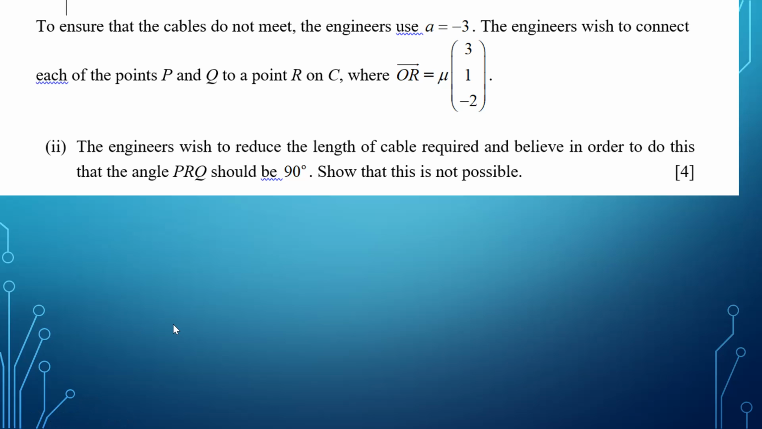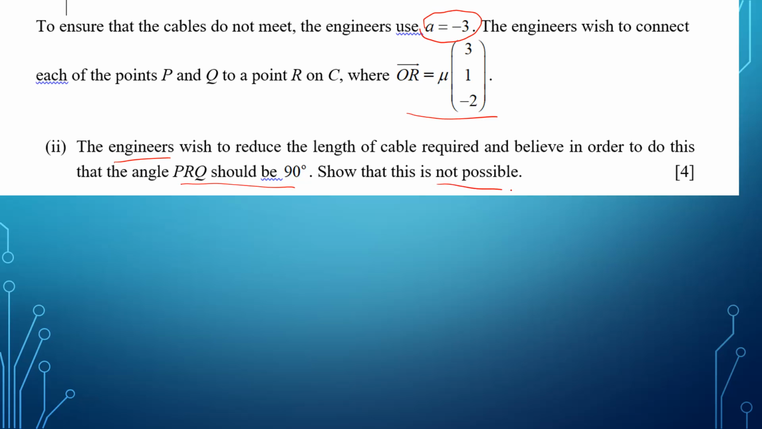Moving on, the question now changes. Now they tell you to take the value of a to be minus 3. And then they tell you there's a new point R, given in the form of 3, 1, minus 2, where R is a point on the cable C. So this is actually your comprehension process. Again, you need to comprehend the story now. So now the story says that the engineer wishes to reduce the length of the cable such that PRQ should be 90 degrees. Your job is to show that this is not possible.